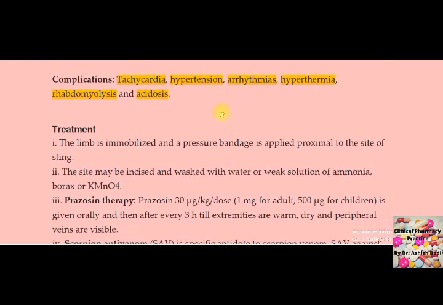So regarding complications, again I will make you understand. Always remember tachycardia, hypertension, arrhythmias, hyperthermia, rhabdomyolysis, and acidosis. You have to keep your patient at controlled levels. Monitor the vital signs and control their vitals so that they cannot enter into tachycardia, hypertension, arrhythmias, hyperthermia, rhabdomyolysis, as well as acidosis.